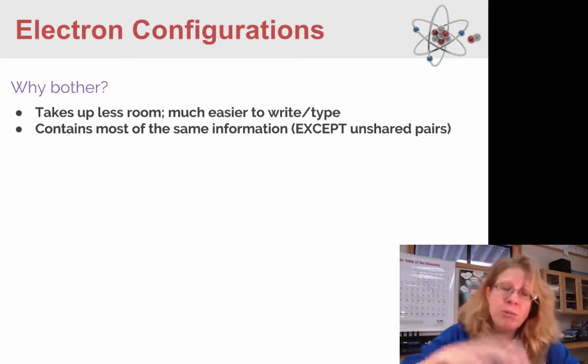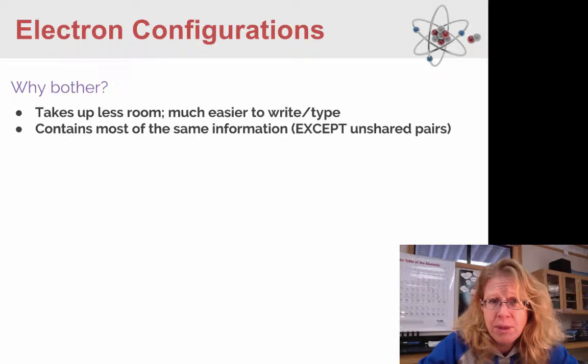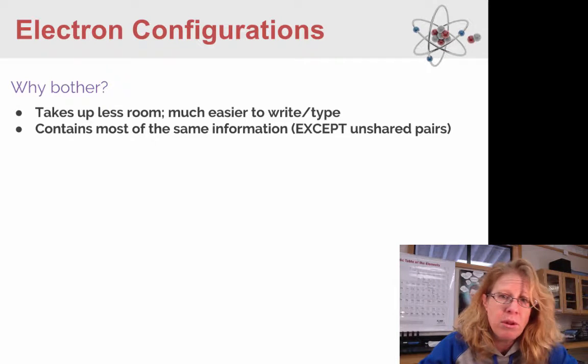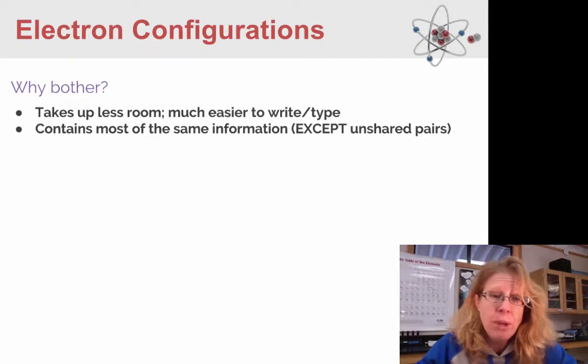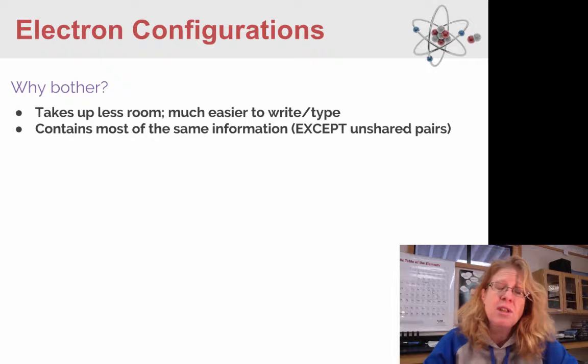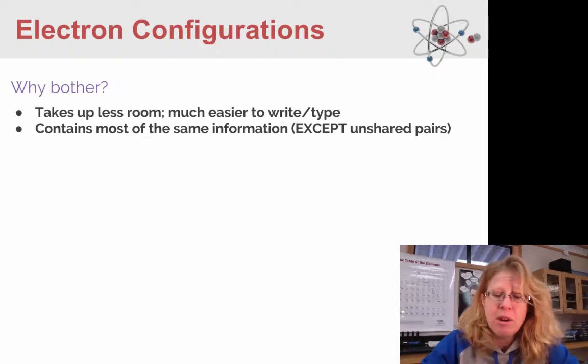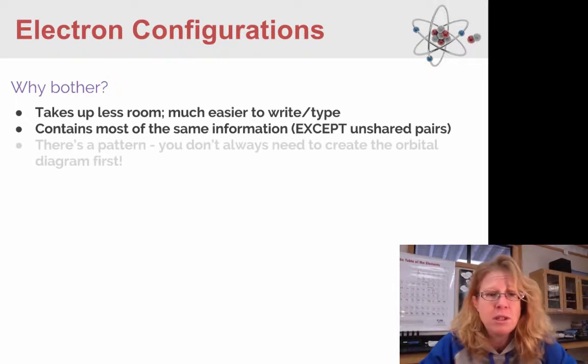The second thing is it's got almost the same information. Electron configurations and orbital diagrams have very similar information. The only difference is whether a pair is shared or unshared. And I'll give you an example of what that looks like here in just a second. It's the only thing that's really missing. But if you know what the electron configuration is, you can go back and draw that last little piece of the orbital diagram if that's something that you really need to know.